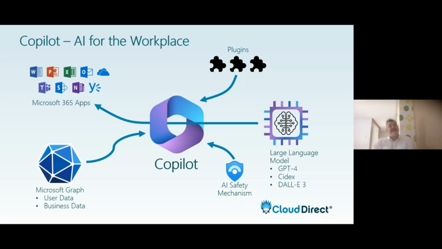And Microsoft are committed to embedding AI into all of their products. So now you've got your user data, your business data, your safety mechanisms, and your AI models that allow you to interact with those elements. Potentially, you've got your plugins to connect to additional third-party services, all surfaced within your Microsoft 365 apps. This is really, really cool stuff.